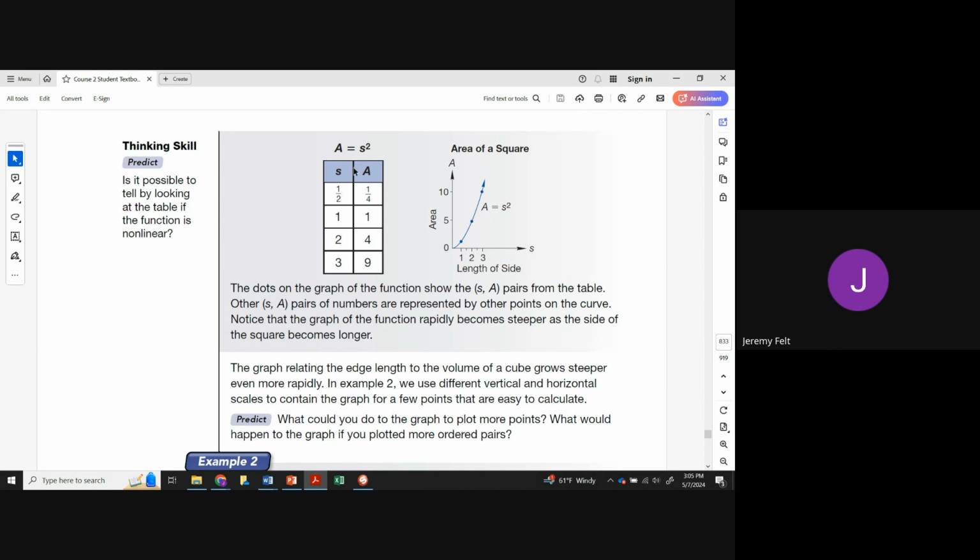So if we have 1/2 squared, we get 1/4. If we have 1 squared, we get 1. 2 squared, 4. 3 squared, 9. And then you notice that it's taking this shape. It's not going up linear like perimeter or something like that would be. It still goes through the origin. If we have a side length of 0, we have no area, so 0, 0. Okay, but it's going up at this shape.